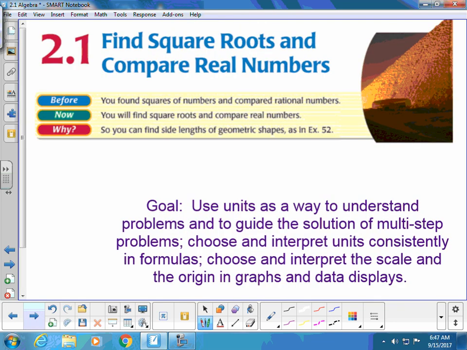So go ahead and get your notes out and go to section 2.1. I do have some definitions for you to write down while you watch this video. You can pause it if you need to get to the right section and then resume the video when you're ready.